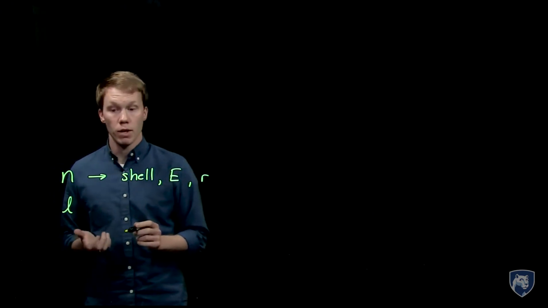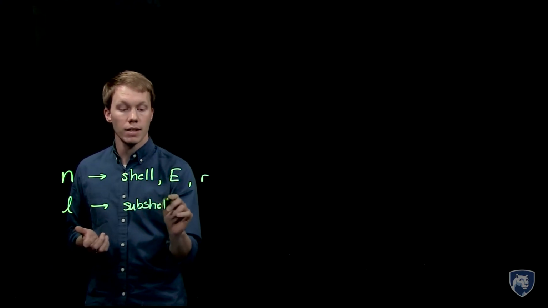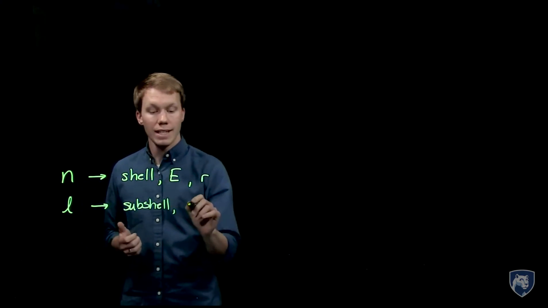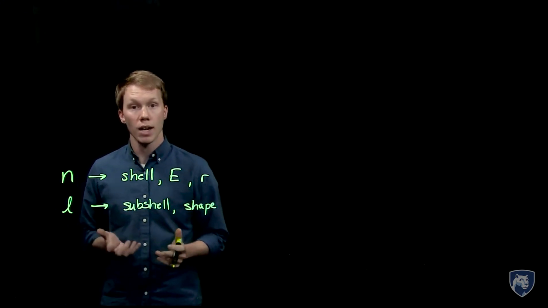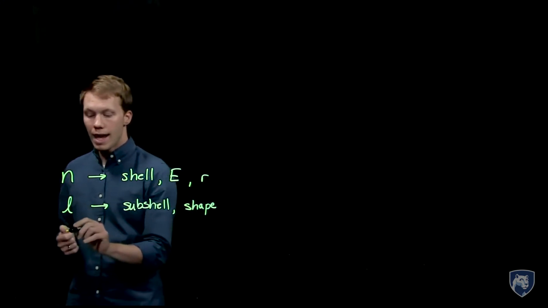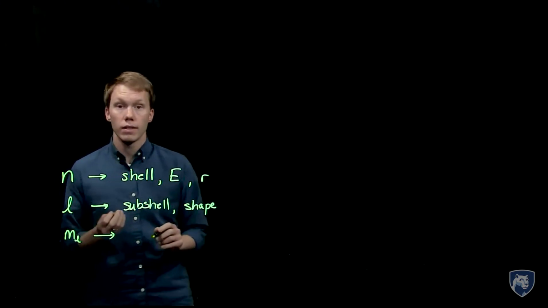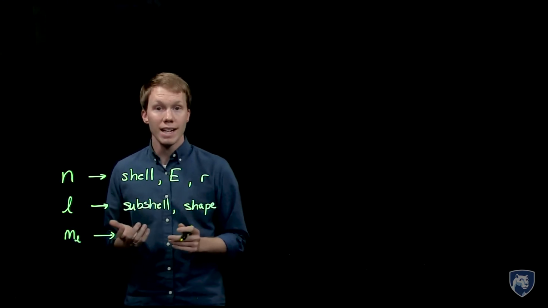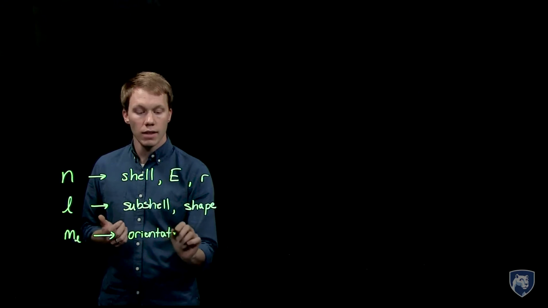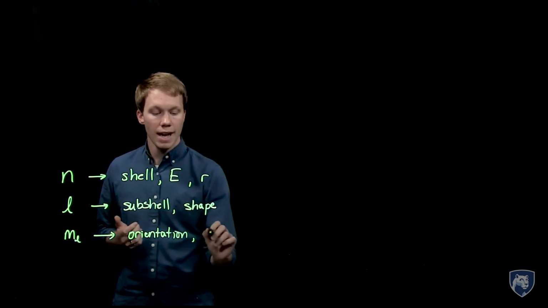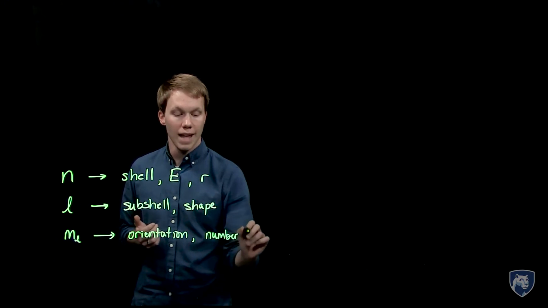Angular momentum quantum number L tells me the subshell, S, P, D, or F, and indicates something about the shape of that region of space that can be occupied by electron density. And magnetic moment quantum number m sub L tells me something about the orientation of those orbitals in space, and the number of m sub L values tells me the number of orbitals of that type.